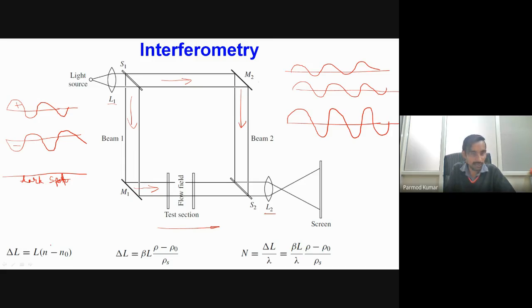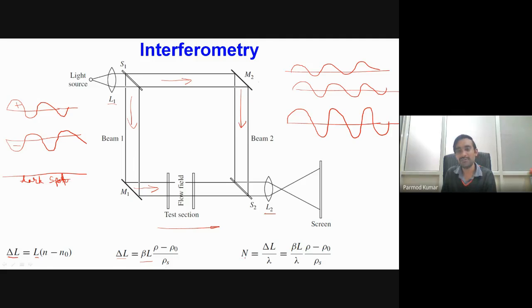Okay, so over here we are saying that if beam 1 is traveling delta L extra distance because of the presence of the flow field, then that delta L extra distance will be nothing but L times (n minus n naught), where n naught is the refractive index of the surrounding medium, and n is the refractive index of this flow field. Okay, so this delta L, because we have a direct dependence between n and density, I can write in terms of the change in density field as beta times L times (rho minus rho naught) by rho s.